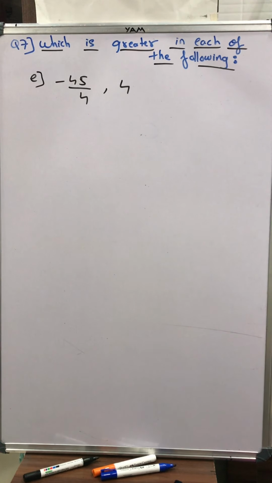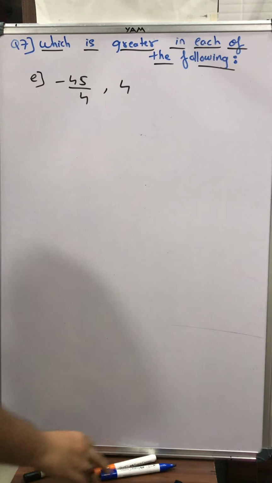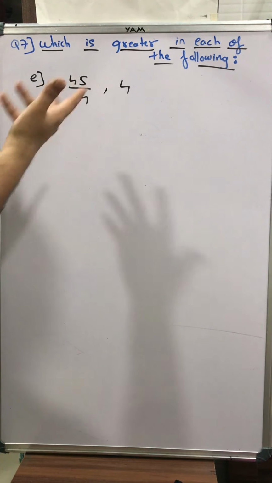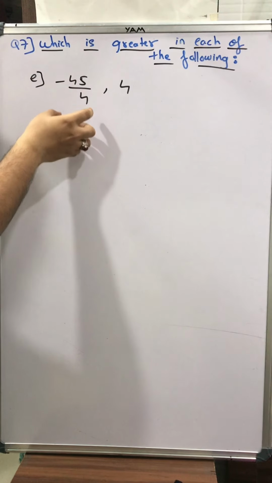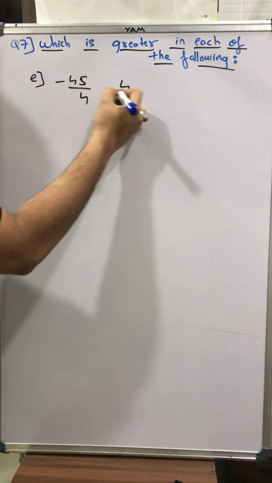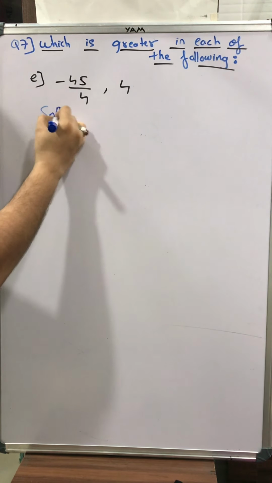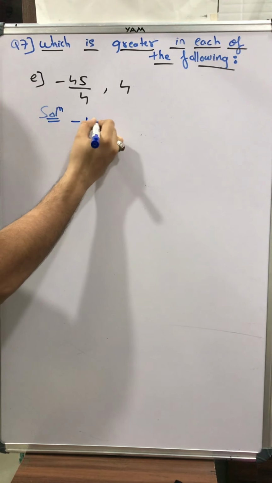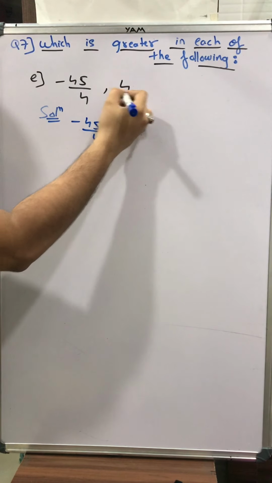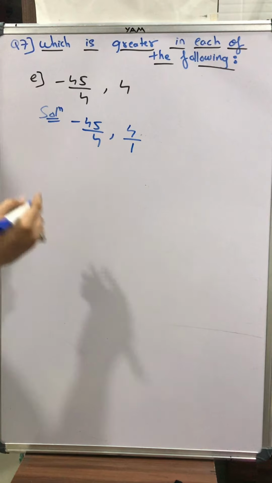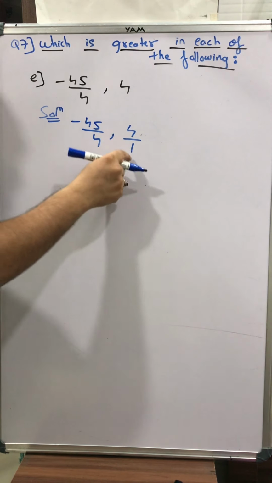Now students, the next question, it's sub question E. The last question from question number 7. Once again, which fraction or which rational number is greater? Is minus 45 upon 4 greater or 4 greater? Okay, now tell me students, what is there below 4? In the solution part, I can say minus 45 upon 4, comma, what is there below 4? What's the denominator of 4? Of course, it's 1. Where there is no denominator, there is always 1.